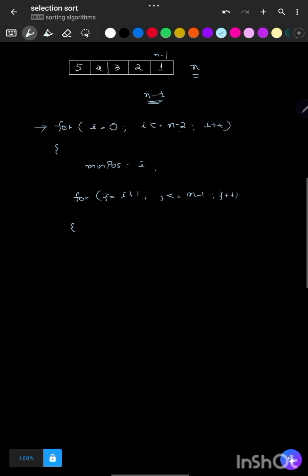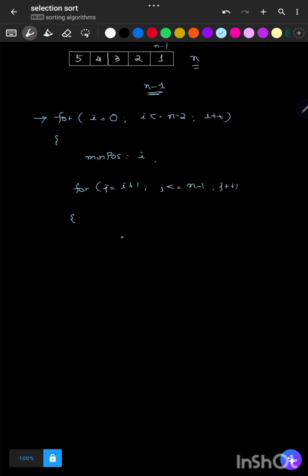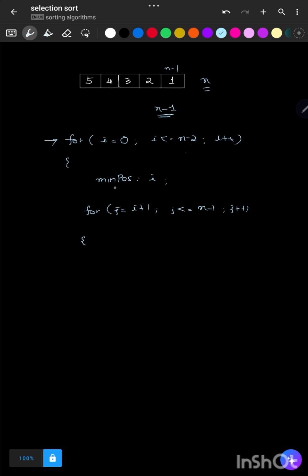So what I do now is compare the element at min position with the element at this j. If the element at j is lesser than the element at min position, then my min position is no longer the min position. My min position is j because that is where the smallest element is currently present.